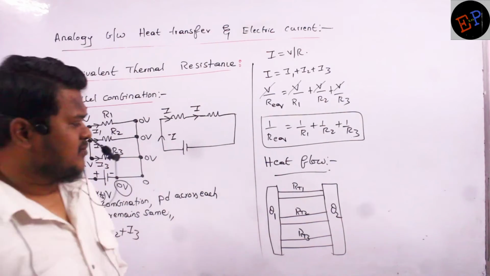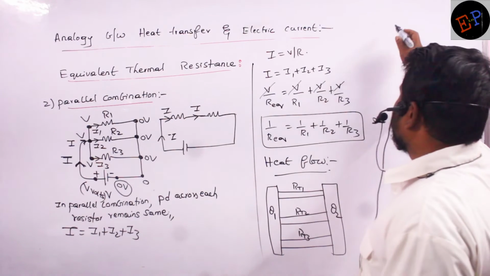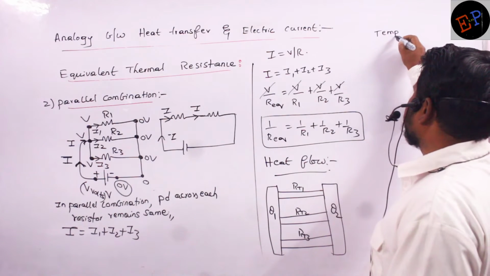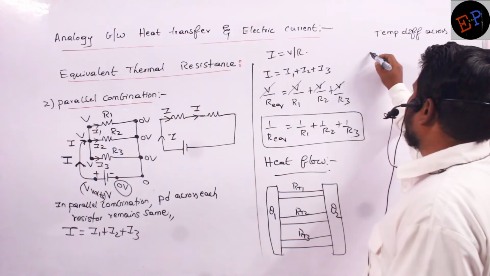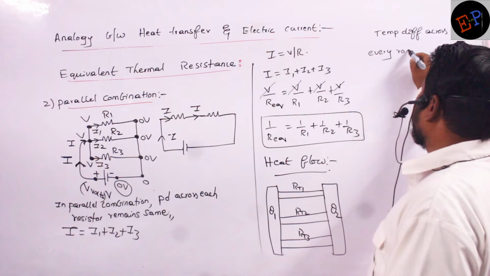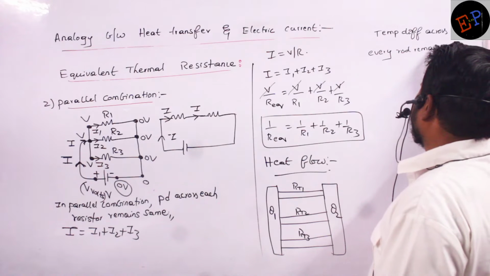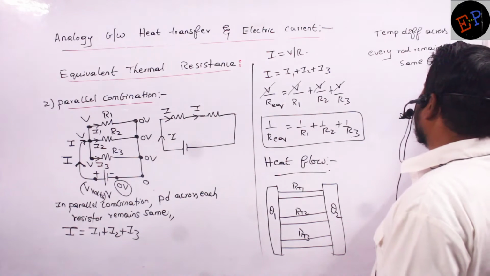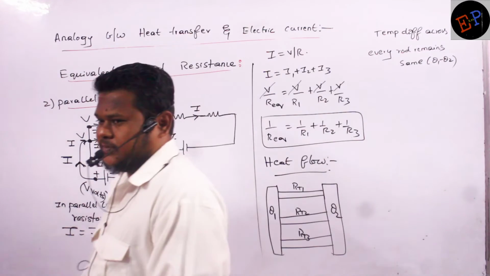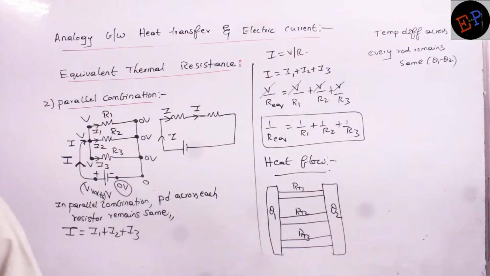Therefore, what can I write? The temperature difference across every rod remains the same, and it is equal to theta 1 minus theta 2. Understood? Now see.